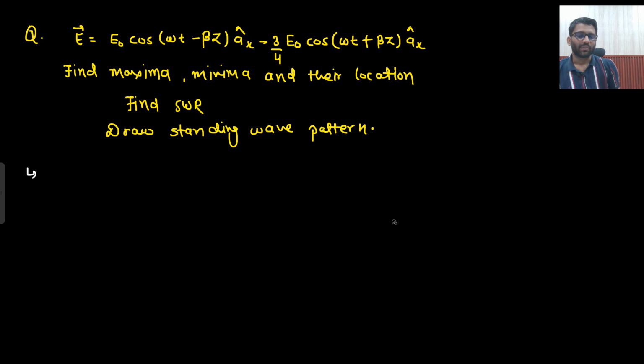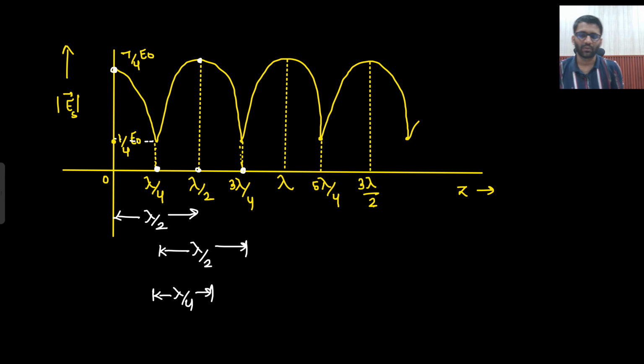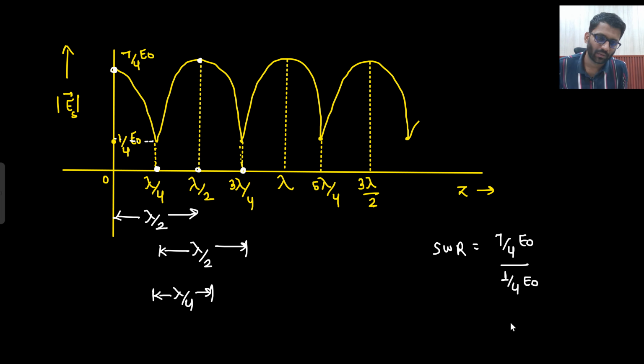Do it on your own. Same kind of problem is there. You need to draw the standing wave pattern. You need to tell me the maxima and minima values: at what value you will get maxima, at what value you will get minima, what will be the maximum value, what will be the minimum value, and what will be your standing wave ratio. Here also I am writing standing wave ratio. What is my standing wave ratio here? That is 7 by 4 E naught divided by 1 by 4 E naught. Standing wave ratio is coming out to be 7. Okay.